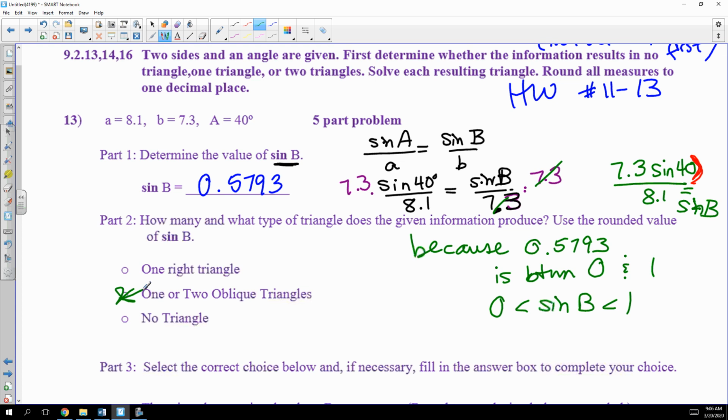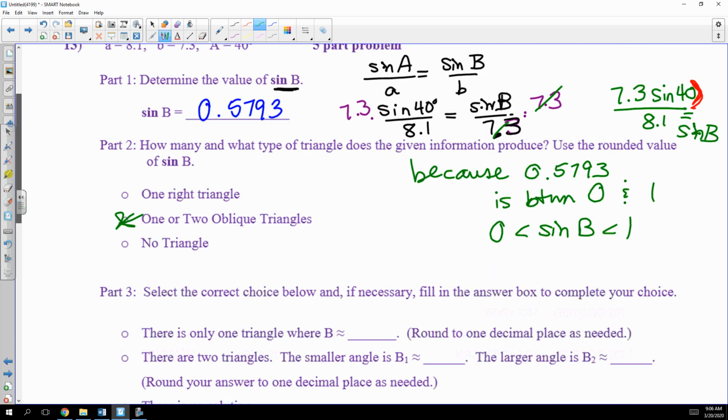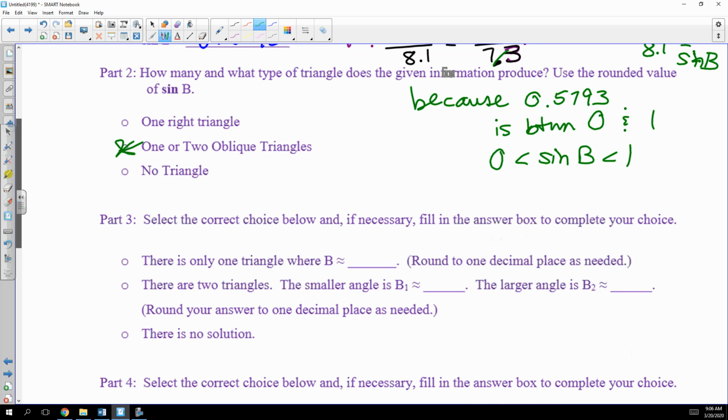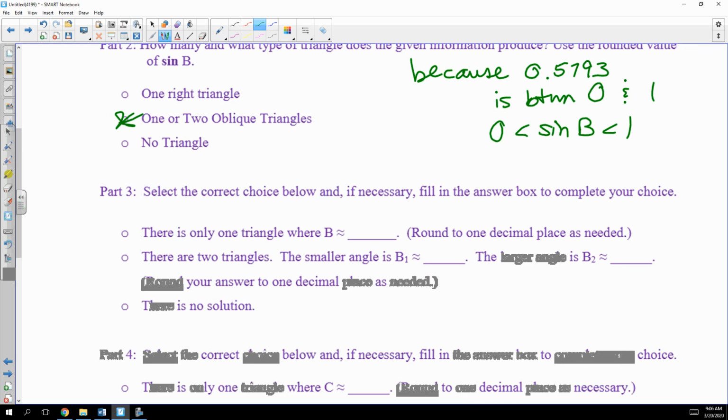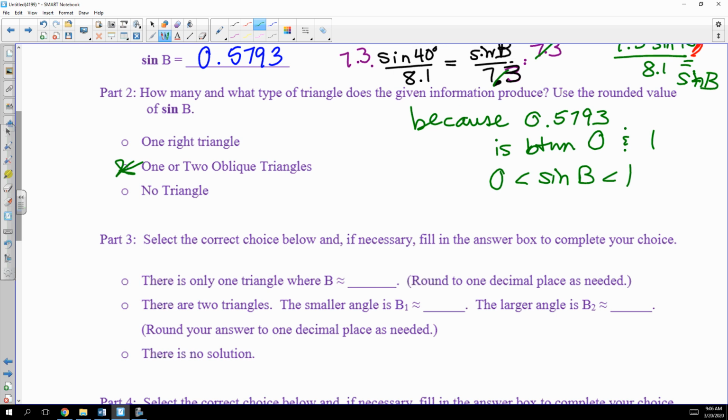Now, technically, there's a way to get a hint about how this can go. But here's what you're going to do next. Now you're going to try to figure out if you have one triangle or two triangles. So after you have sine B, leave that in your calculator and make sure that you still have this number sitting in your calculator, 0.5793. And then I want you to press second sine. So remember that I want you to take the inverse sine of this answer.